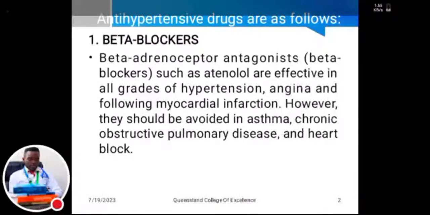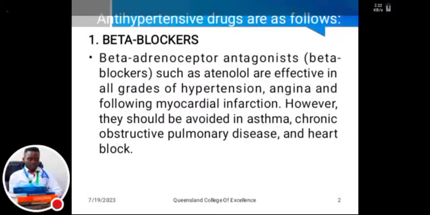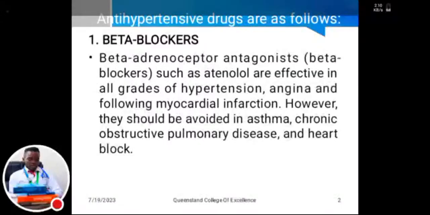These are very important, especially in a patient that is suffering from hypertension. You can give them beta blockers, ACE inhibitors, calcium channel blockers or diuretics, depending on the level as well as the stage of the hypertension. And you need to understand one thing, that each and every person has blood pressure. It matters whether it is high or low.